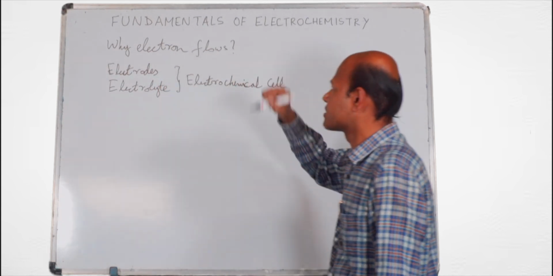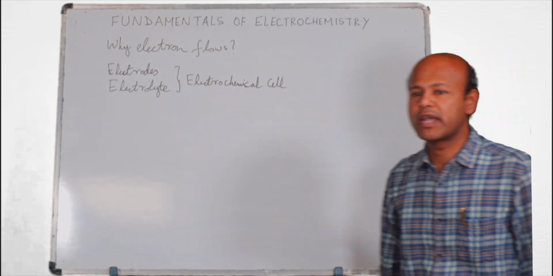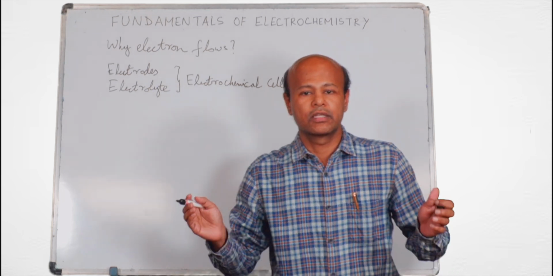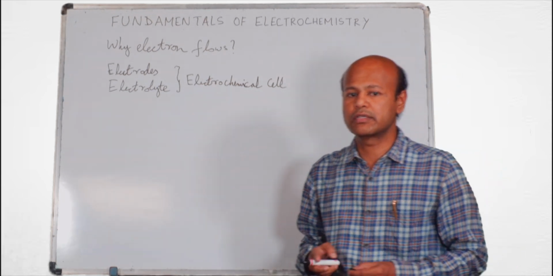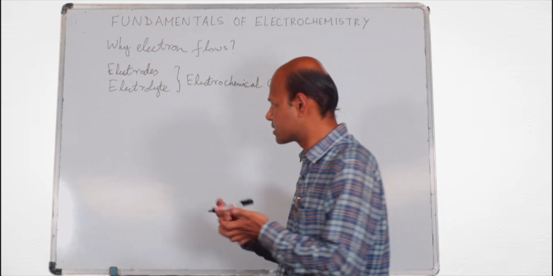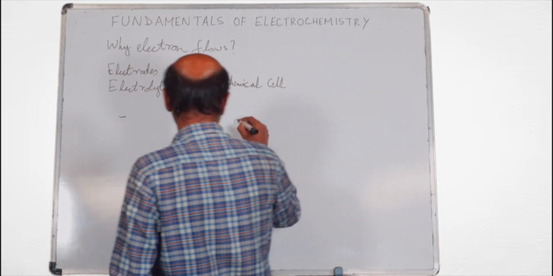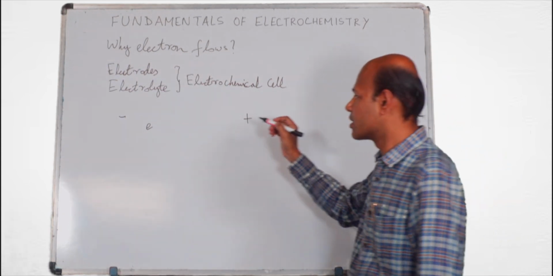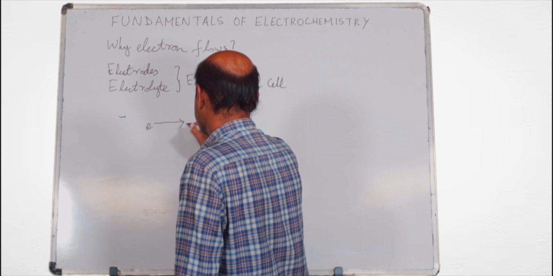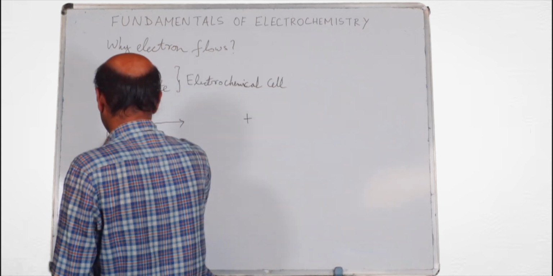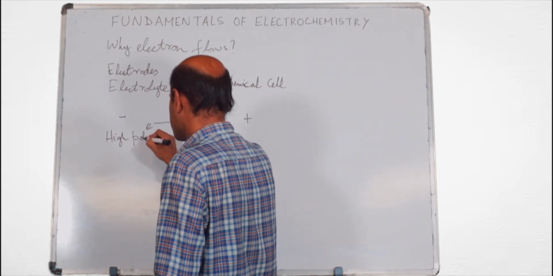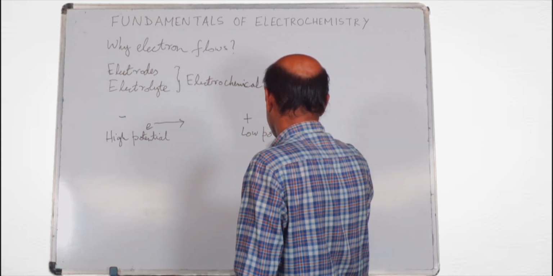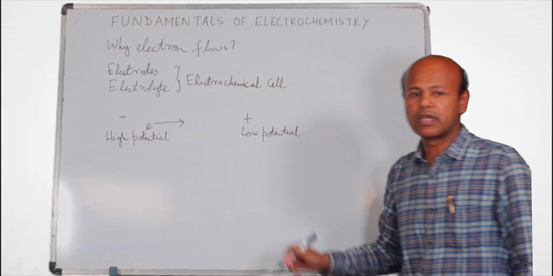Let us come to our first question: why do electrons flow? Electrons flow when there is a potential difference. That is what you have to understand. Let us consider a high potential, suppose negative, to positive. Now we have an electron somewhere. Which direction will this electron flow? It will flow from negative towards the positive. So this is high potential with respect to the electron, and this is the low potential. That is the determinant for the electron to flow.